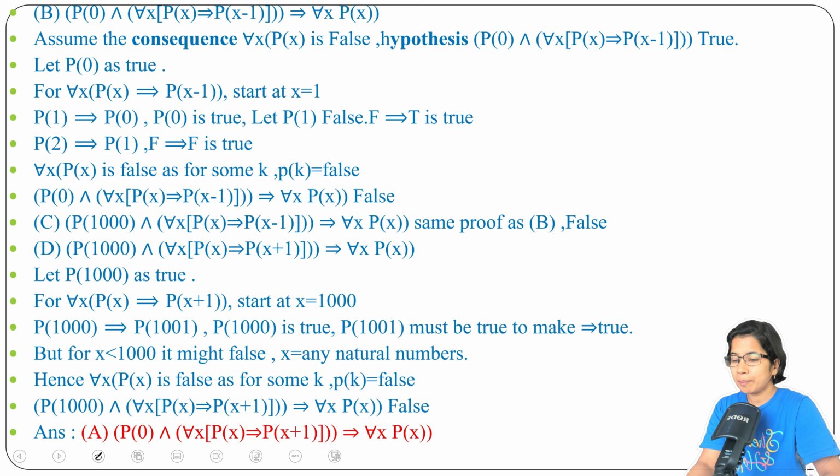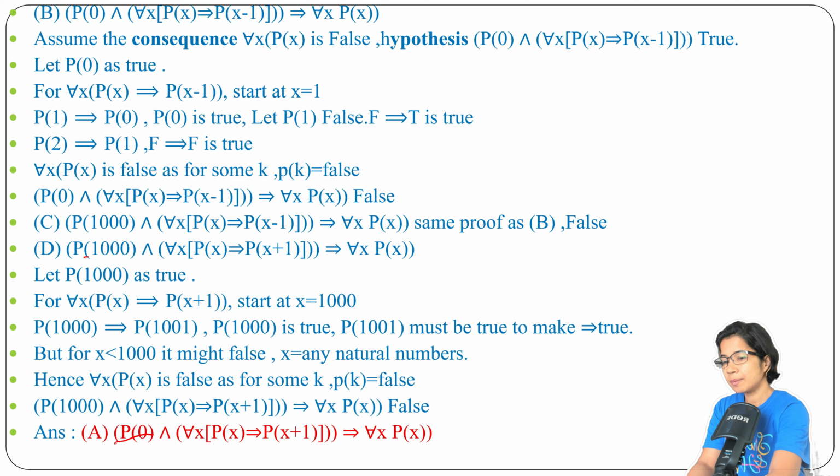Answer will be option A: p of 0, and for all x, p of x implies p of x plus 1, whole implication for all x, p of x. If you compare, option A and option D are similar; just here there is p of 0, and here it is p of 1000. So after 1000, for any x value this is true, but the x value may be less than 1000. For that, for all x, p of x may be false. But in option A, it's starting from 0, and all natural numbers start from 0. All positive numbers are greater than 0. That's why option A is true, but option D is false.